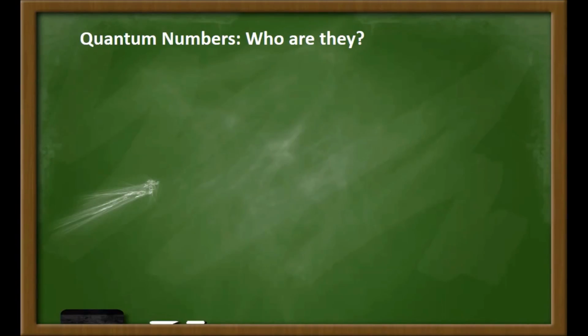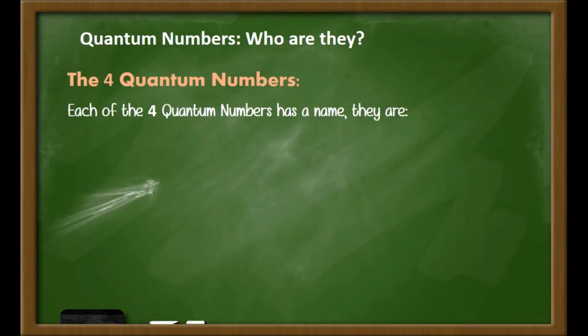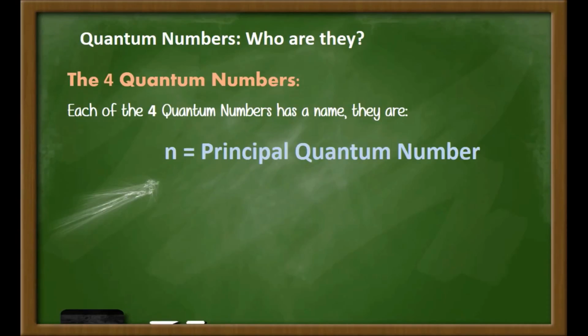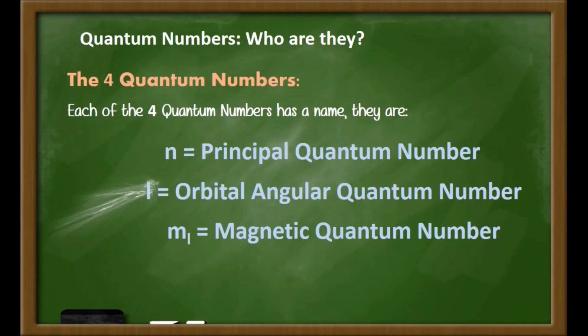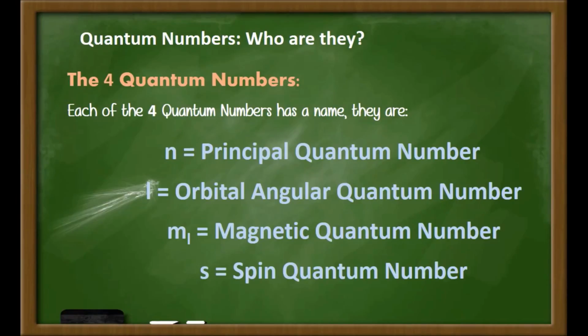As it was told before, there are 4 types of quantum numbers, and each of these 4 quantum numbers has a name. The first quantum number is abbreviated by the letter N, and it's called principal quantum number. The second quantum number is abbreviated by the letter L, and it's called orbital angular quantum number. The third quantum number is abbreviated by ML, and it's called magnetic quantum number. Finally, the fourth quantum number is abbreviated by the letter S, and it's called spin quantum number.